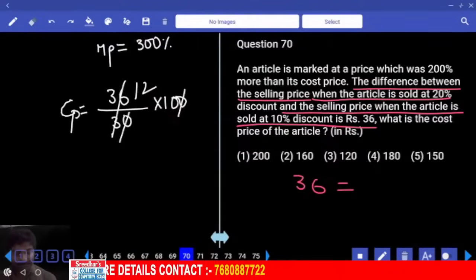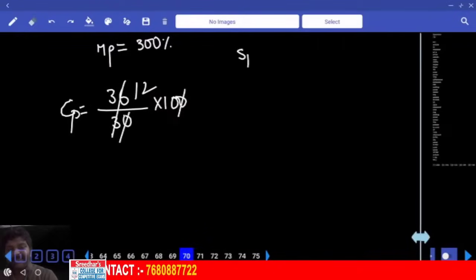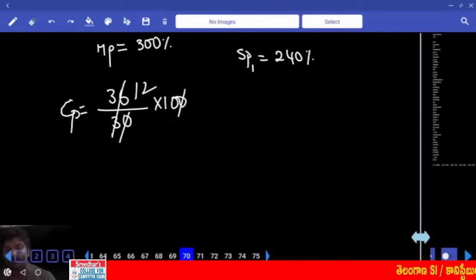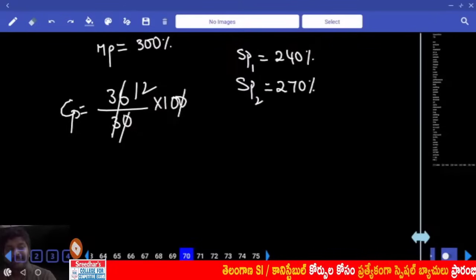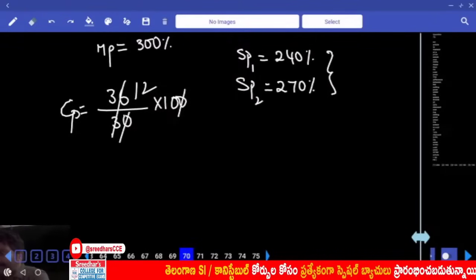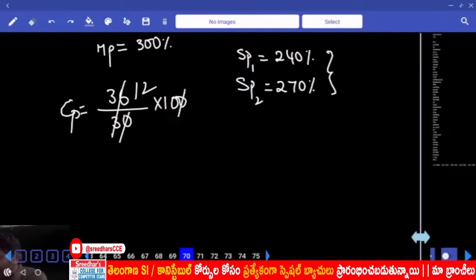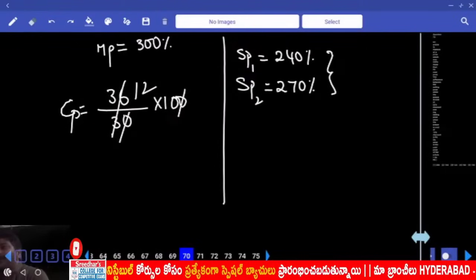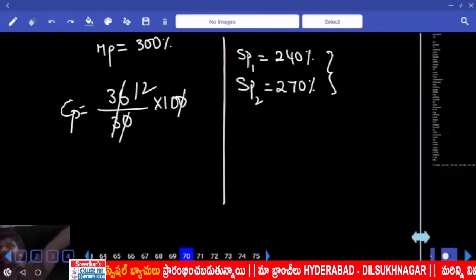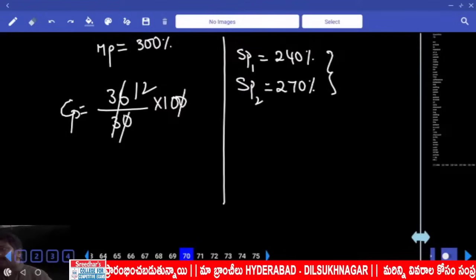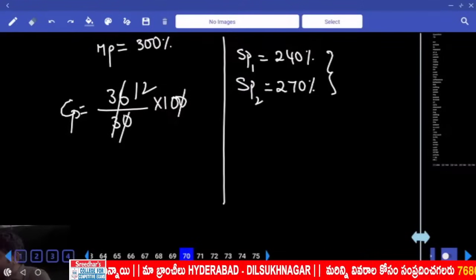You understand? Selling price in the first case, we were given 20% discount. So 60 discount offered. You will sell it at 240. Selling price in the second case, you are giving only 10% discount, 10% of 300 is 30, discount offered, 270. Their difference is equal to 30%, which is equal to 36 rupees. Got it? So instead of calculating selling prices 2 times, our conclusion is we are getting a difference in selling price because of the difference in discount. So you just go with the difference in discounts. Followed?